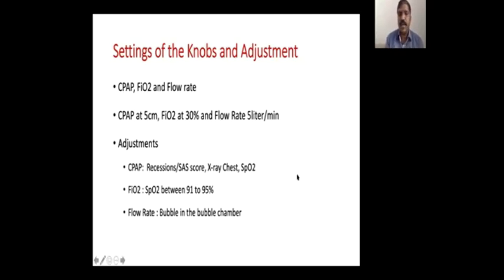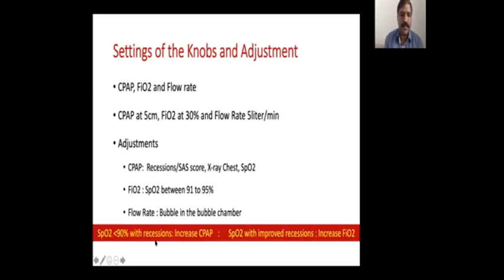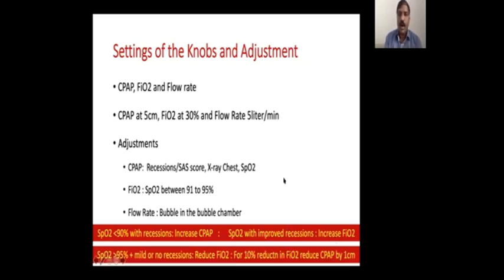And flow rate, I've already told you, look at the bubbles in the bubble chamber. So saturation less than 90% with retractions, increase the CPAP. If saturation is less than 90% with improved retractions or no retractions or minimal retractions, increase the FiO2. On the contrary, if the saturations are more than 95%, that means your saturation is good and you are not having any retractions. That means your pressure is good and you are giving more oxygen, you have to decrease the FiO2.